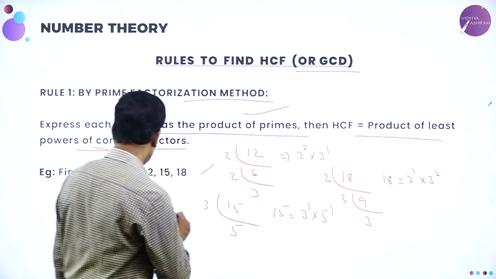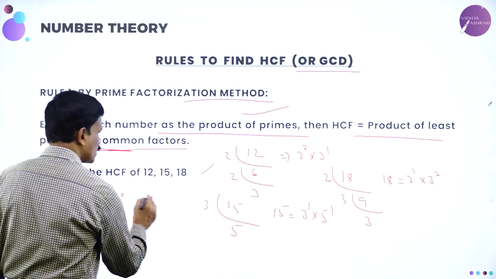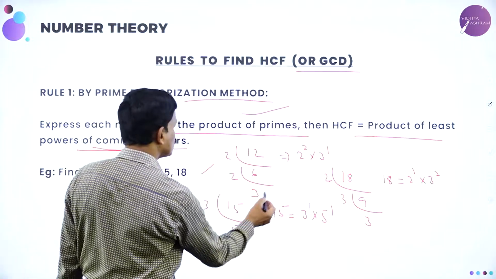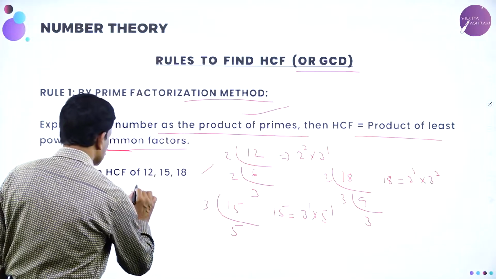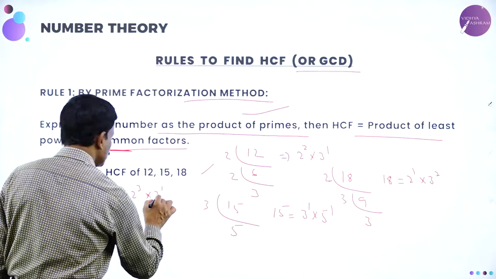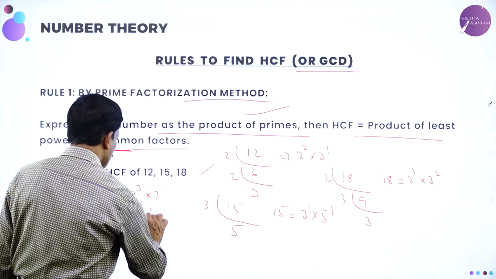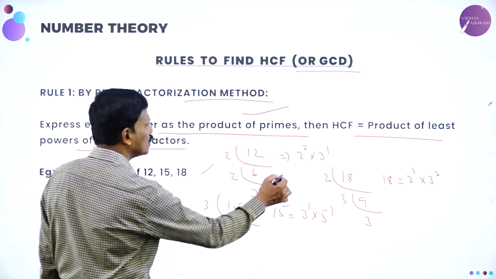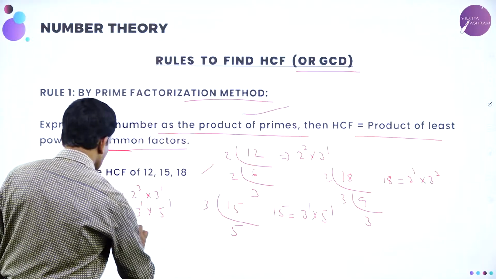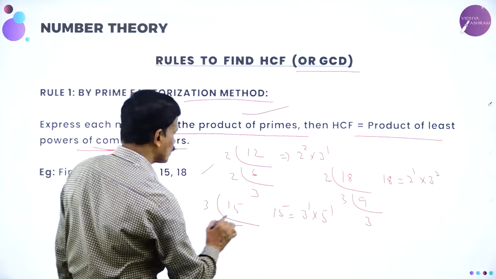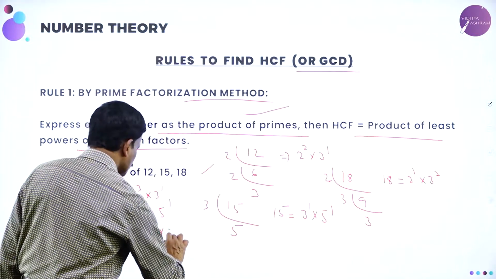That is 12. How to write 12 in factors? 12 is equal to 2 square into 3 to the power of 1. Factors of 15: 3 to the power of 1 into 5 to the power of 1. And 18 can be written as 2 to the power of 1 into 3 square.